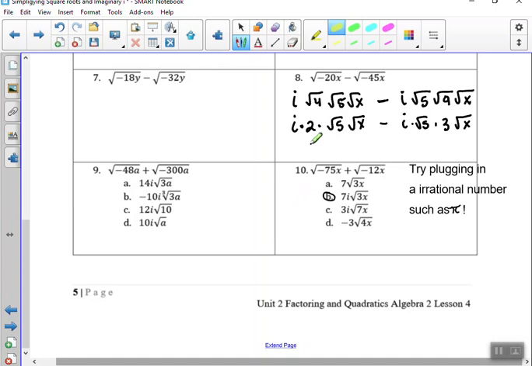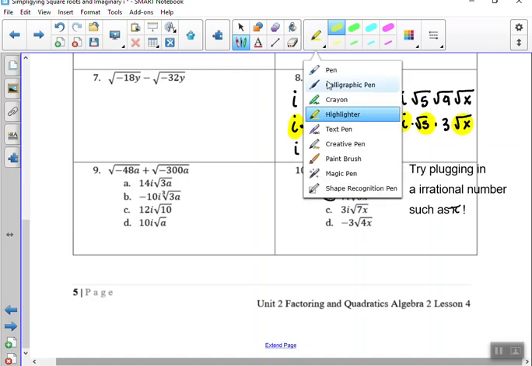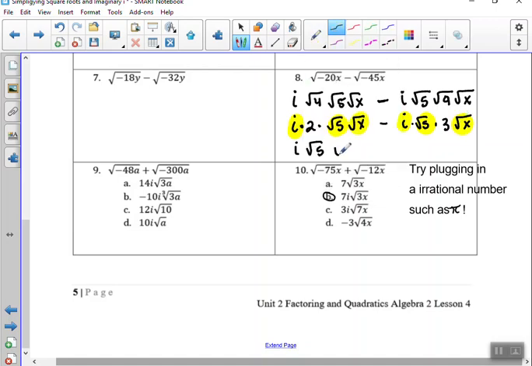Okay? All right, before I put everything together, I have to look for common terms. What's the common term? Is i common between both of them? That's common, so I can factor that out. What else is common? Square root of 5 and square root of 5. So I can factor that out. What else is common? Square root of x, square root of x.